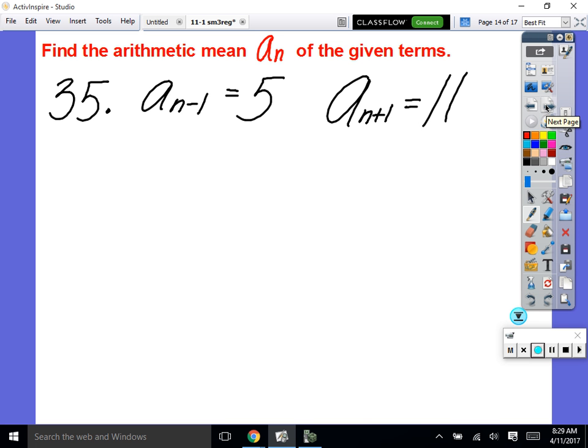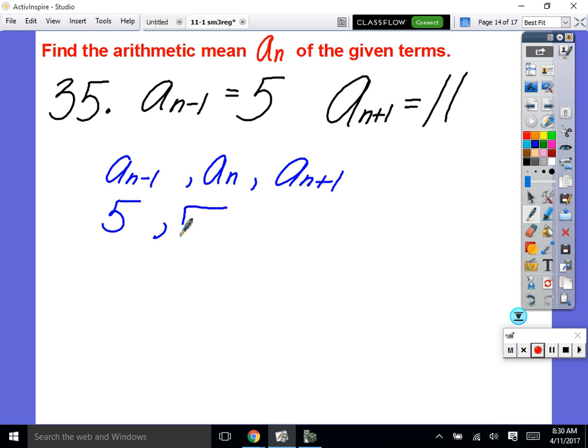It's asking us the same thing, but this is all in notes, so don't let notation mess you up. So it says, find the arithmetic mean, a sub n, of the given term. So it's all in deciphering. Can you now put what you're looking for together? So it's telling us to find a sub n. So don't we know a sub n minus 1 will be here, and a sub n plus 1 will be here. So that means that this will be 5, comma, this is what we're trying to find, comma, 11.